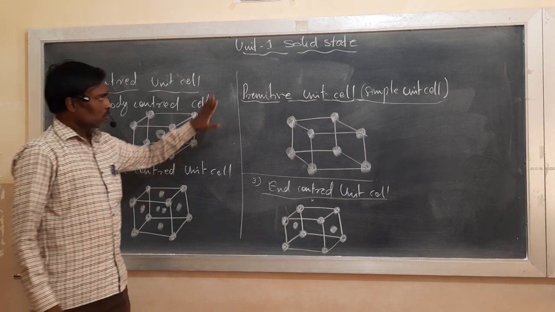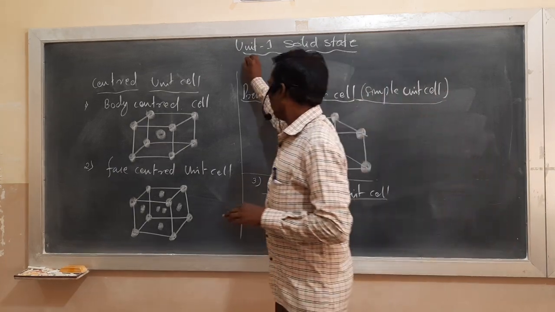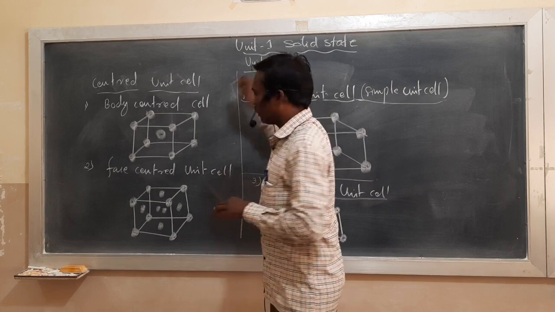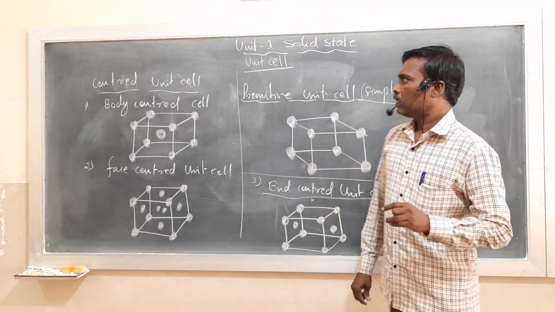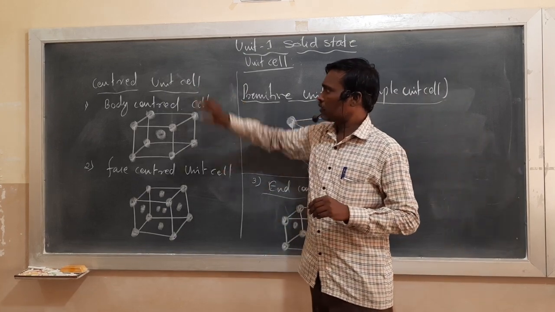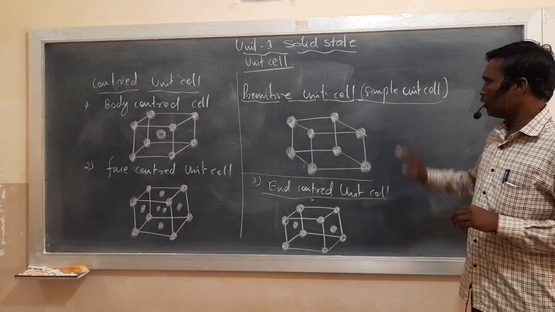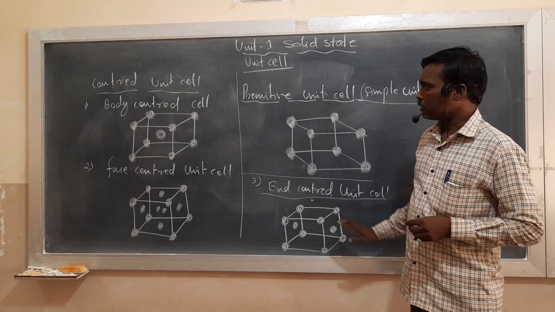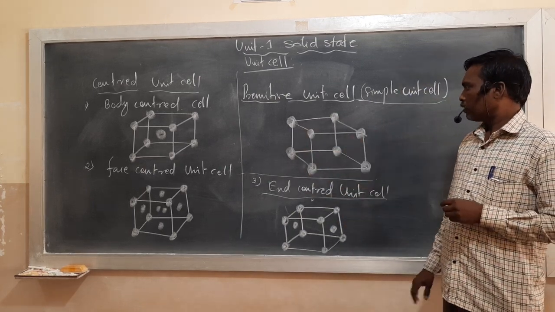Let me again repeat the types of unit cells. A unit cell is the smallest repeating unit of the crystal lattice. Unit cells are of 2 types: one is the primitive unit cell and another one is the centered unit cell. The primitive unit cell is also called a simple unit cell, where the constituent particles are present at the corners of that cube, or the corners of that unit cell.